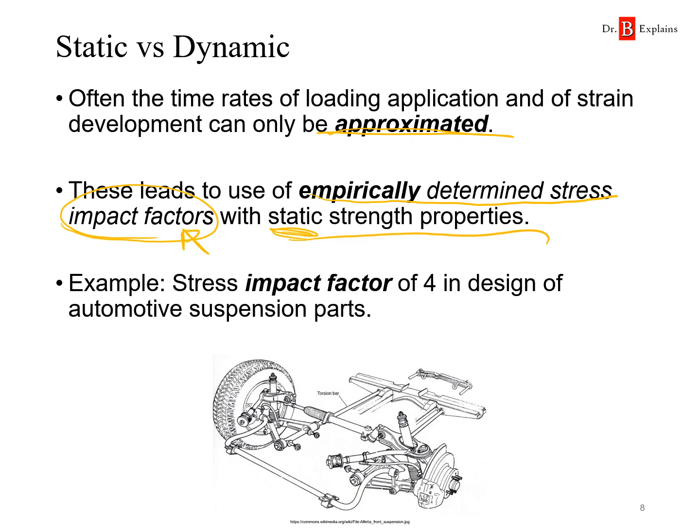So for example, in the past, engineers have used a stress impact factor of 4 in the design of automotive suspensions. So we didn't have, with a high degree of certainty, the loading rates on the suspension. So instead we said, look, if we're expecting a static force here, normally it sees a force of, I don't know, a quarter of the car's weight. We're just going to multiply that times 4 and design those components that way. We'll see a little bit more on impact factors in the next couple of slides.